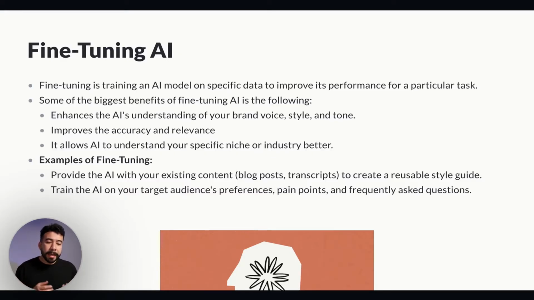So here are some examples. You want to provide an AI with your existing content. This could be blog posts, transcripts, and then create that into a reusable style guide. You can also train the AI on your target audience, their preferences, their pain points, and also any frequently asked questions that your audience may ask, so you can create solutions for those FAQs. So let's jump in and show you some examples of fine-tuning AI.